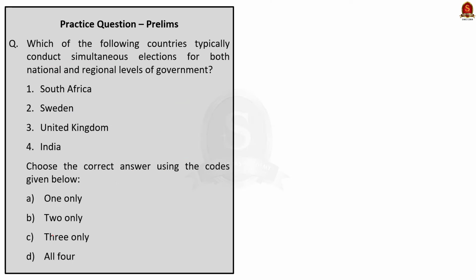Now look at the second question. Which of the following countries typically conduct simultaneous elections for both national and regional levels of government? The correct answer is option C. Only 3 countries: South Africa, Sweden and United Kingdom. These 3 countries conduct simultaneous elections. So the correct answer is option C.